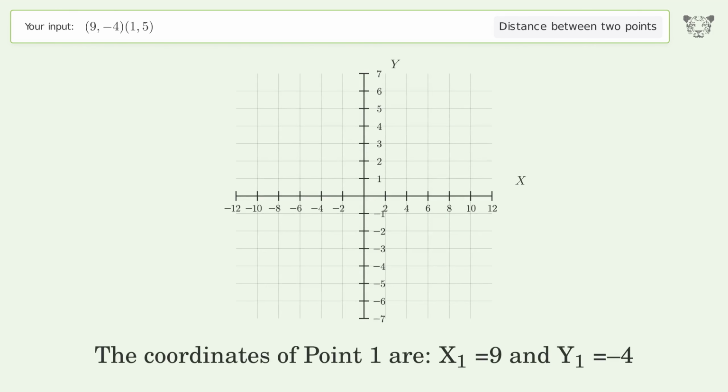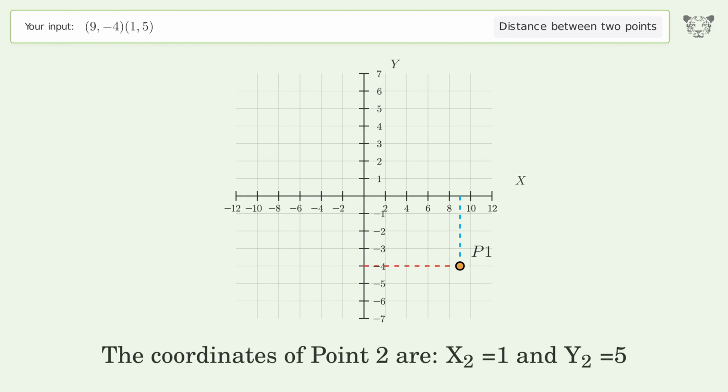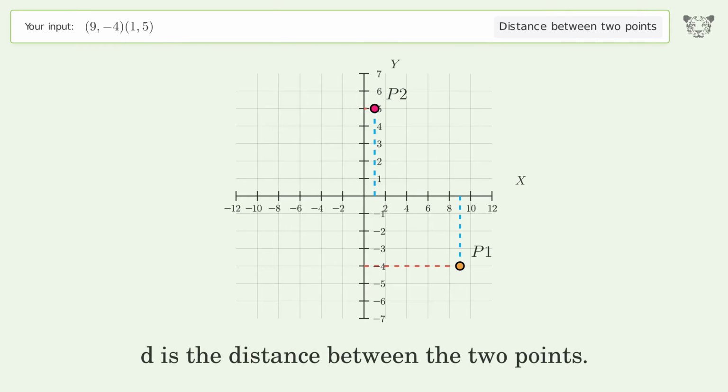The coordinates of point 1 are x1 equals 9 and y1 equals -4. The coordinates of point 2 are x2 equals 1 and y2 equals 5. D is the distance between the 2 points.